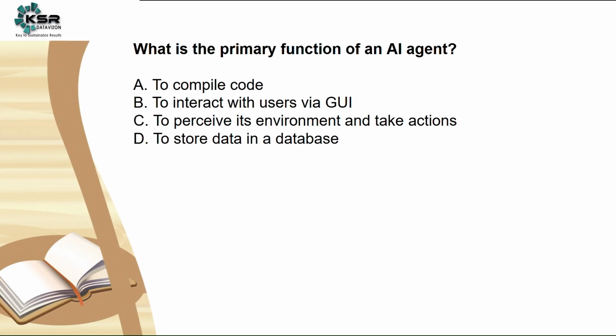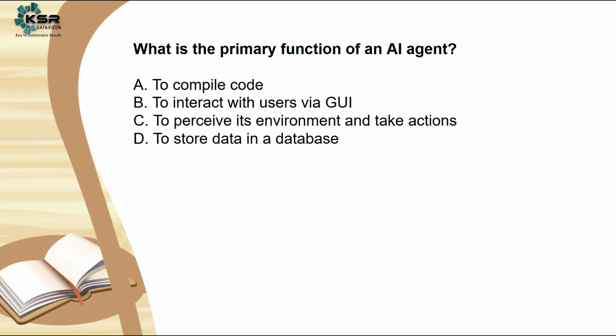So this is how it is going to be. Of course, we haven't covered all the concepts of AI agents, but whatever concepts I have covered, let's see whether you are able to answer these questions or not. What is the primary function of an AI agent? To compile code, to interact with users via GUI, to perceive its environment and take actions, or to store data in a database?